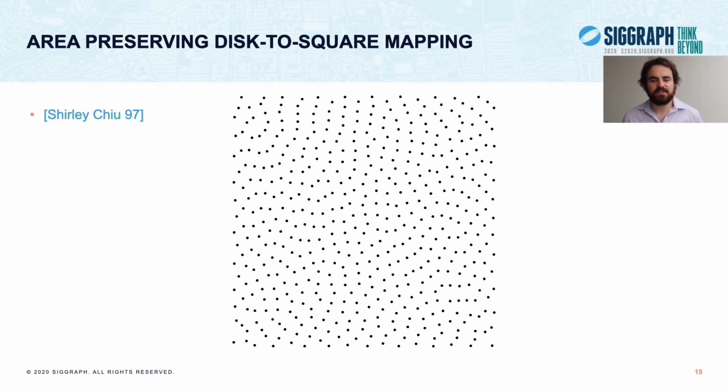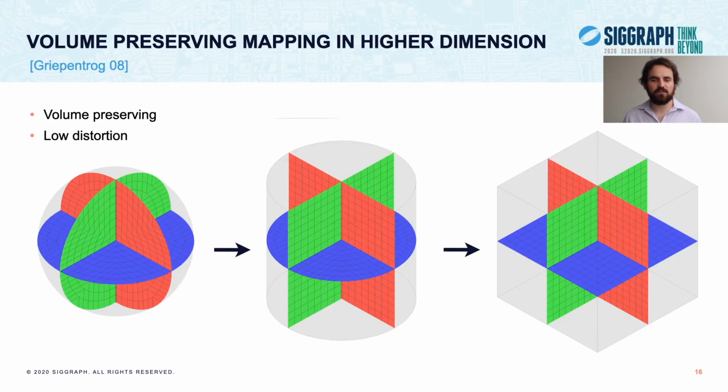But you need the same in higher dimensions. And so you would be looking for a volume preserving with low distortion mapping. The main part of the work was made in Grip and Trog in 2008, where they introduced a formula to solve to get a mapping between the n-dimensional ball and the n-dimensional cylinder. And then once you have this mapping, you can just recursively use it to map the cylinder to the cube, since the projection of the cylinder is just a n-1 ball.